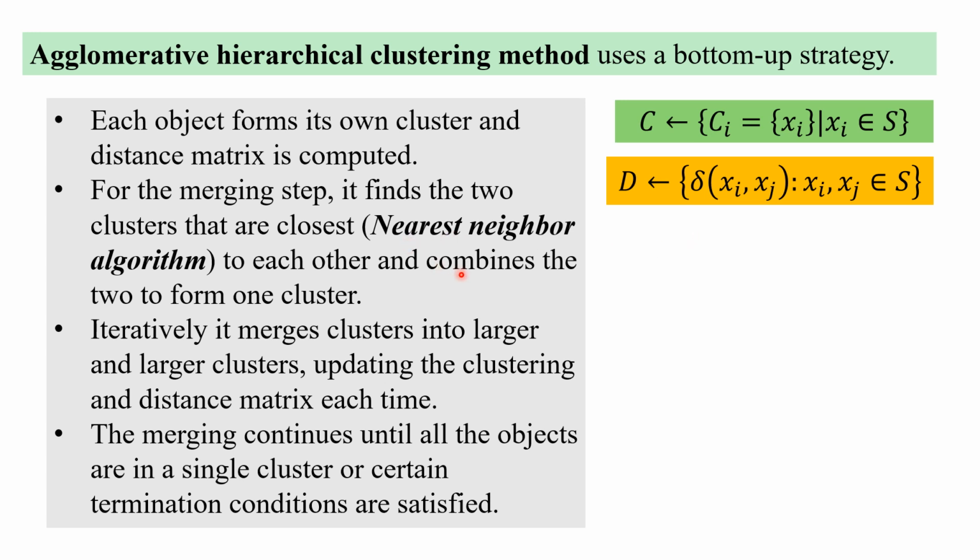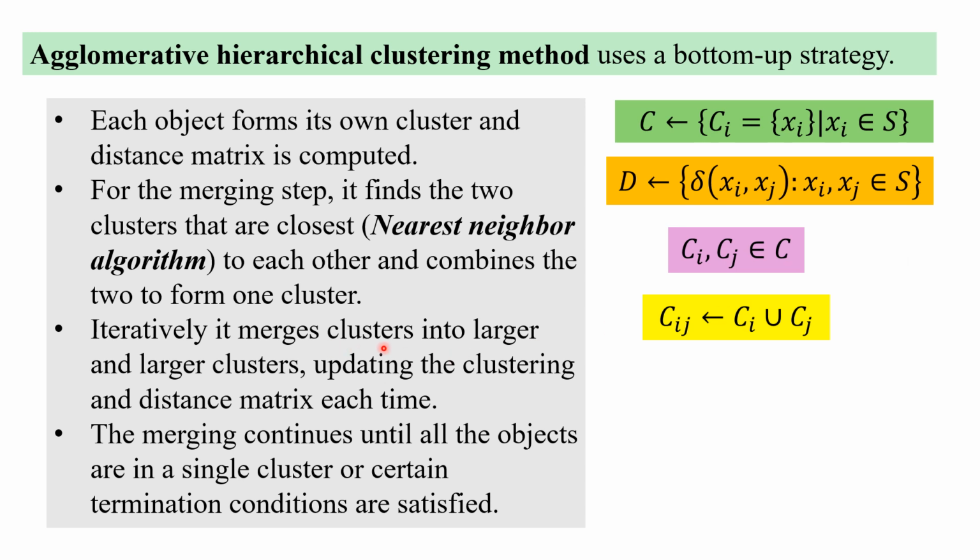For the merging step, it finds the two clusters that are closest. This we are discussing under the nearest neighbor algorithm. We could also go for the farthest neighbor, which we will discuss in a future video. So we find two clusters Ci, Cj belonging to C, which are closest to each other, and we combine them. So Ci union Cj becomes Cij. This is the naming for convenience's sake, and to keep track of which clusters we are merging.